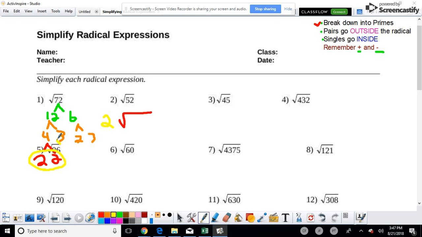Now, I've also got a pair of 3's right here. A 3 there and a 3 there. It doesn't matter which branch it's on as long as you can pair them together. So we're also going to put the 3 outside here. So that's a 3 and a 2. Now I've got, what do I have left? You may think I have a 4 left. I don't. That 4 has been broken down, so he's irrelevant. The 2 is the only thing that's left. So he's going to go inside because I can't pair him with another 2, so he goes in.